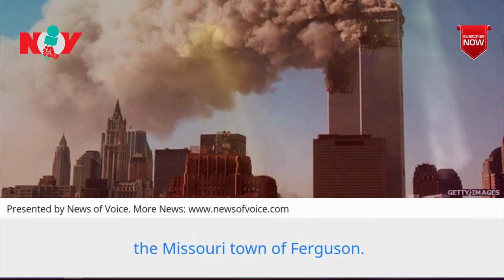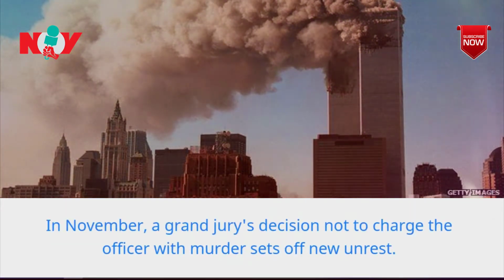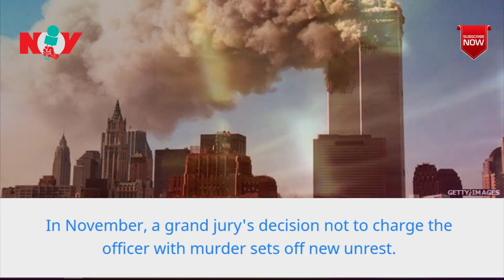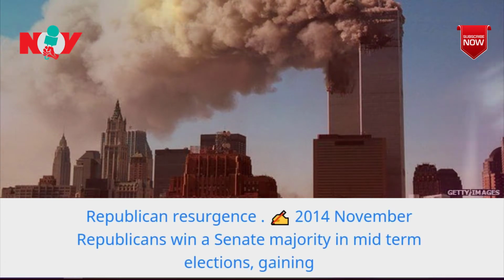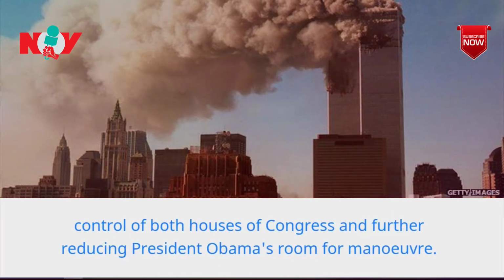Missouri town of Ferguson. In November, a grand jury's decision not to charge the officer with murder sets off new unrest. Republican resurgence. 2014 November: Republicans win a Senate majority in midterm elections, gaining control of both houses of Congress and further reducing President Obama's room for maneuver.